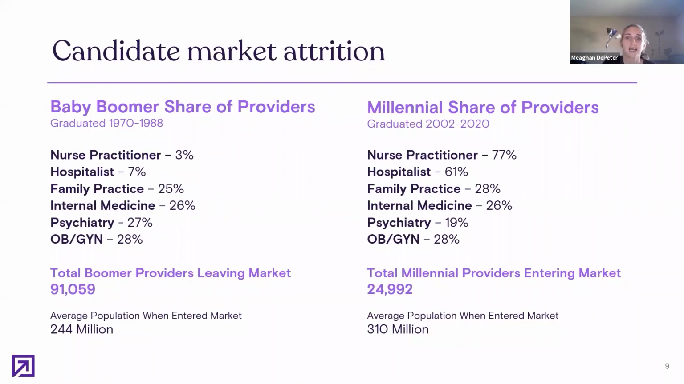So let's look closer into the shifts in the physician market. First look here is at candidate market attrition. The left-hand side shows us the baby boomer share of providers. The right, focusing on millennials. The total number of boomer providers leaving the market reaches over 91,000, while total millennials entering the market is only around 25,000 individuals. So, what can we understand from this here?